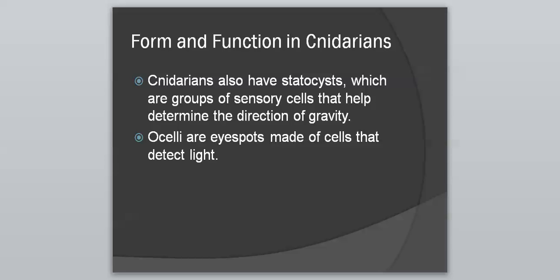The other will be ocelli, which are eye spots made of cells that detect light. So they actually do have cells that help them detect light and either travel towards it or away from it, depending on what their needs are at that time.